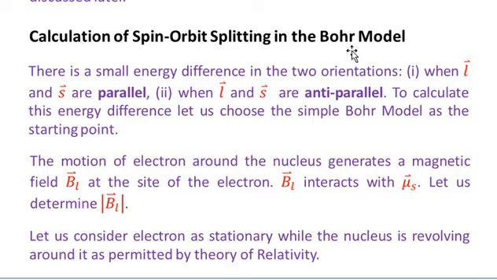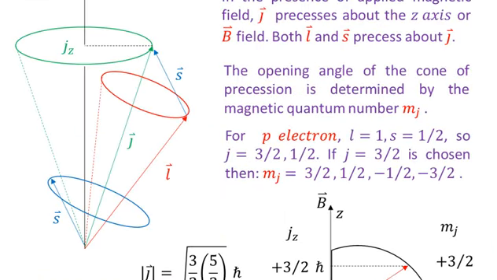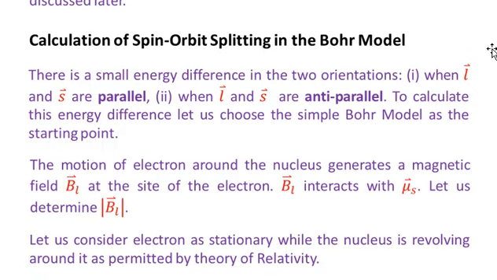So, calculation of spin orbit splitting in the Bohr model. There is a small energy difference between the two orientations, when L and S are parallel and when L and S are anti-parallel. It is not necessary that only these orientations are possible, because in the previous figure we have seen that L and S in this configuration are neither parallel, no, they are anti-parallel. To calculate this energy difference, let us choose the simple Bohr model as the starting point.